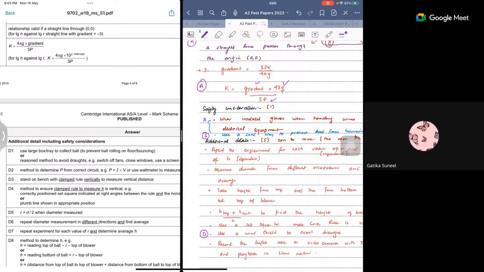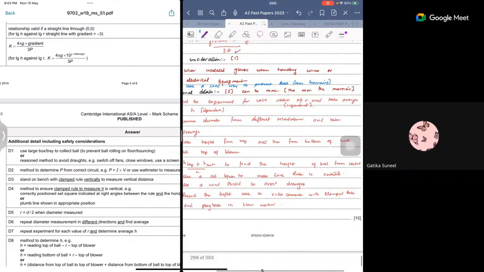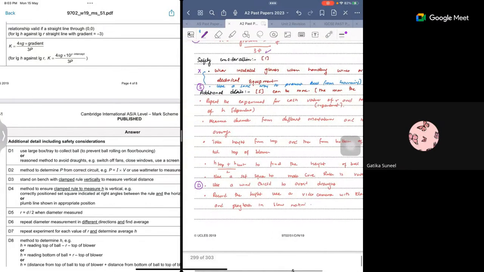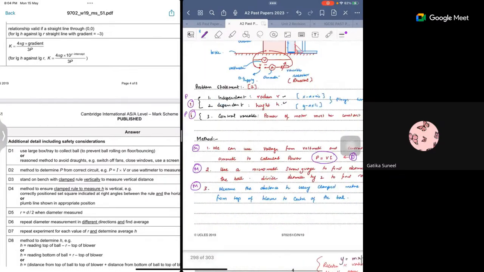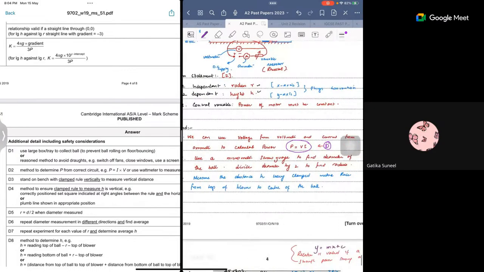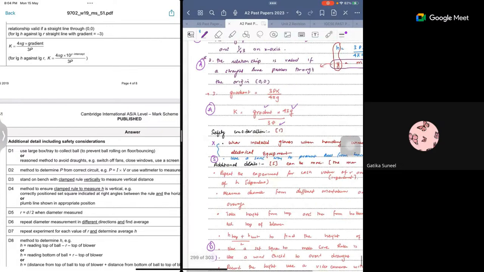Okay, then it says method to ensure clamp rule H is vertical. We have done it through the set square. So that's another point right here. Then it says R is equal to D by 2. I wrote that. I wrote it somewhere. I wrote it here. So I got an additional detail mark here as well.